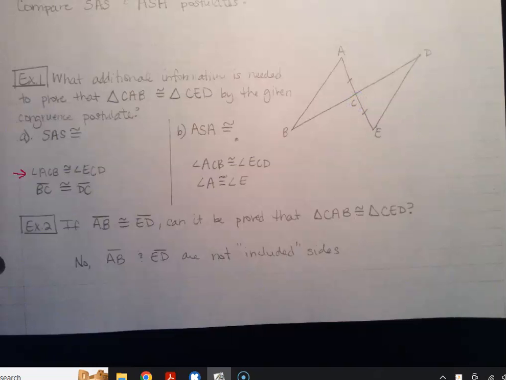We can, because we said what information is needed. So we're doing angle side angle. So if we have these two sides, that's our side, right? The side is in the middle, so we need the angles on both sides.